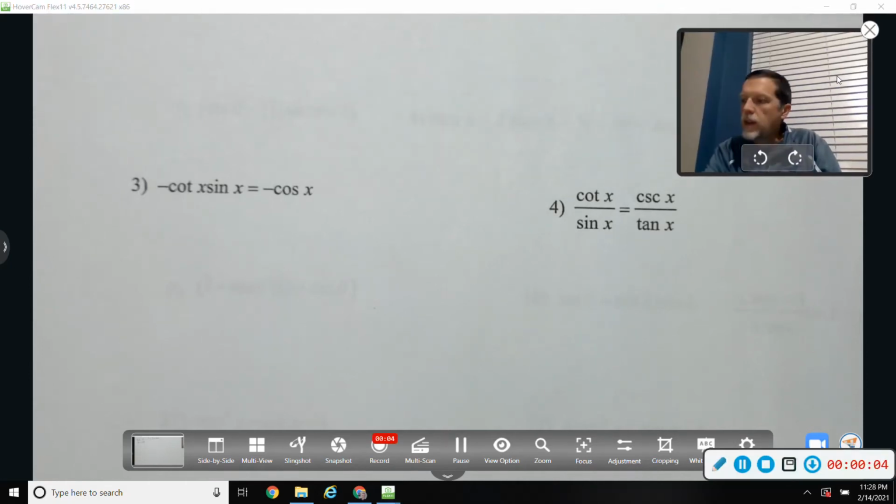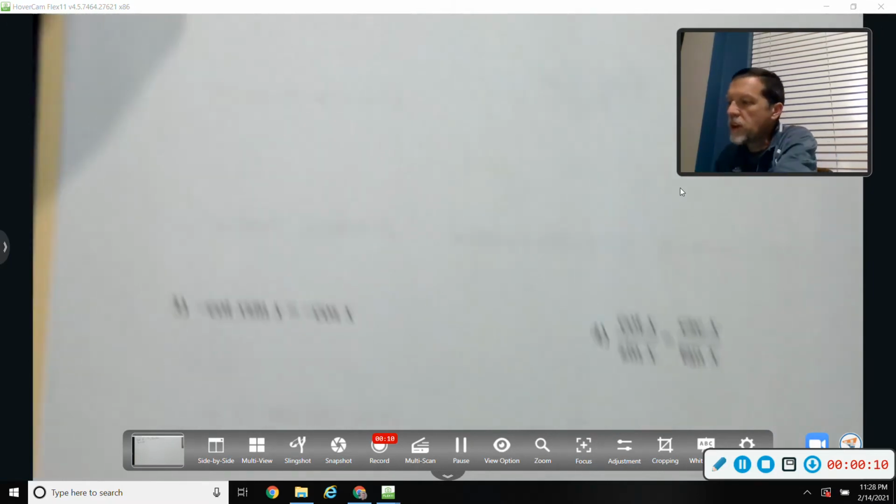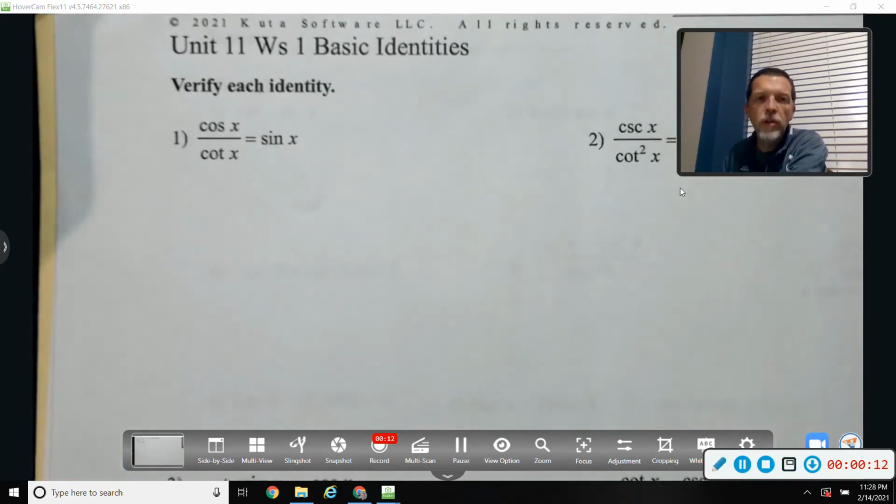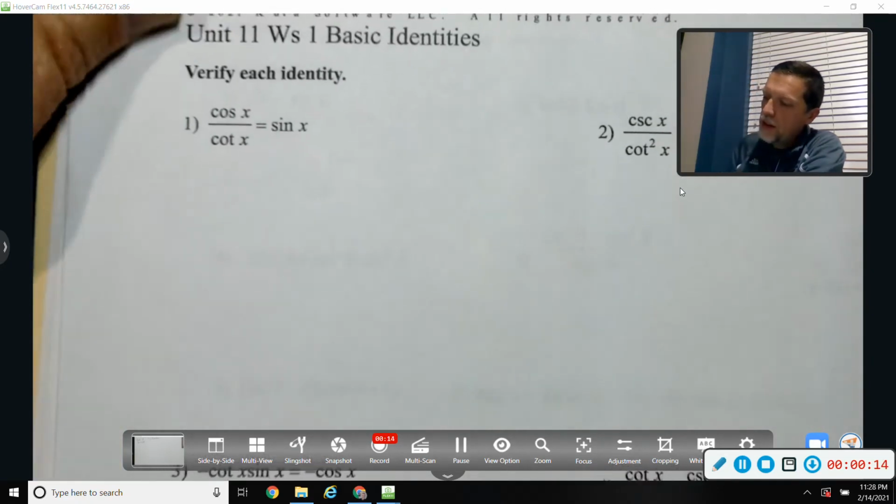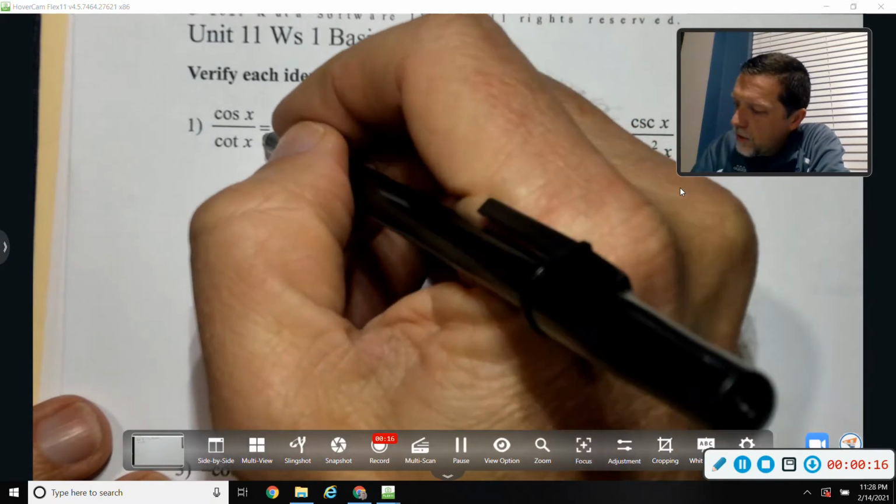All right, the answer key. I figured I'm going to work them and post the answers, so I may as well post a video of me working them and talking my way through them. So I'm going to work the odds for worksheet 1.